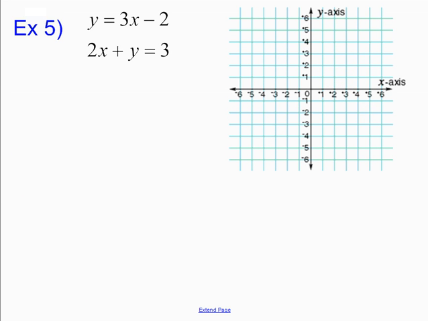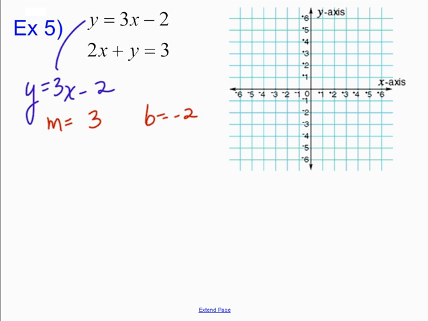So y equals 3x minus 2 and 2x plus y equals 3. The first one's already in perfect format, all ready to go for us. y equals mx plus b. We just need to get information. The slope happens to be 3, and the y-intercept is negative 2.